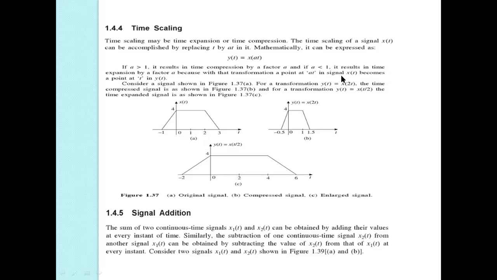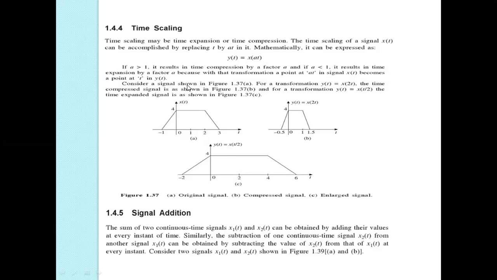The point is in the x of t signal, but in the y of t, it is at a point t1. So compression occurs when it is a multiplication factor. Expansion occurs when it is t divided by a. X of a into t is also scaling of the time only. X of t by a is also the scaling only. 1 by a is multiplied and here a is multiplied. The compression occurs with multiplication and expansion occurs with division by a.